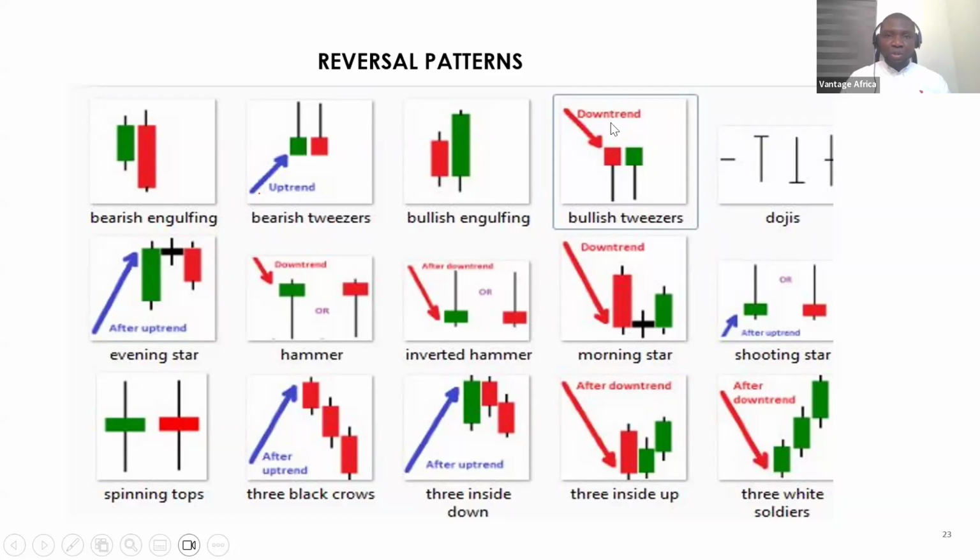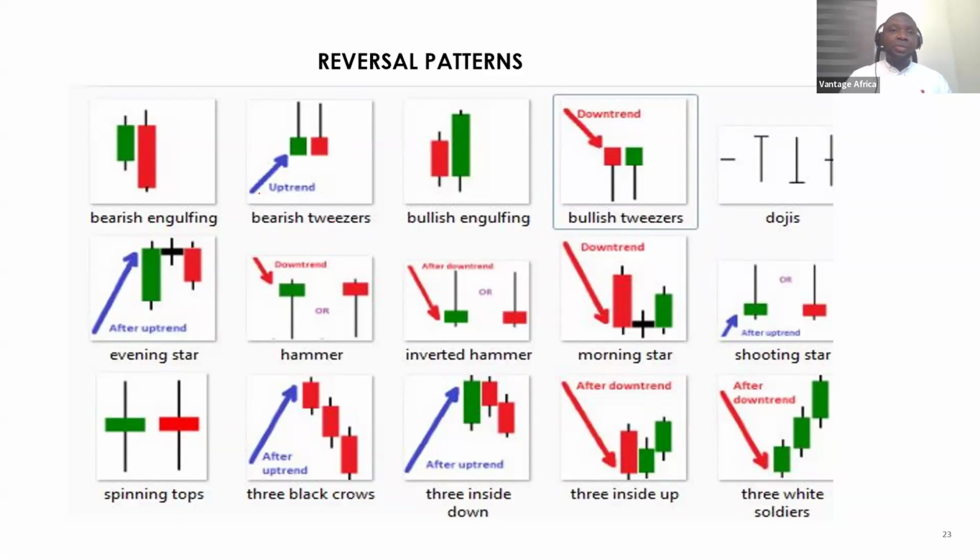Now, this is the opposite of bearish tweezer. This is a bullish tweezer. Okay, so when you see a bullish tweezer like this, sometimes the candlesticks have wicks, right? They have shadows. We talked about shadows just now. These two candlesticks have shadows. Sometimes these candlesticks would not even have a shadow at all.